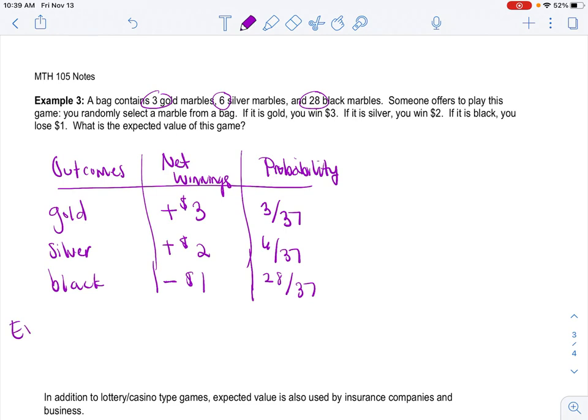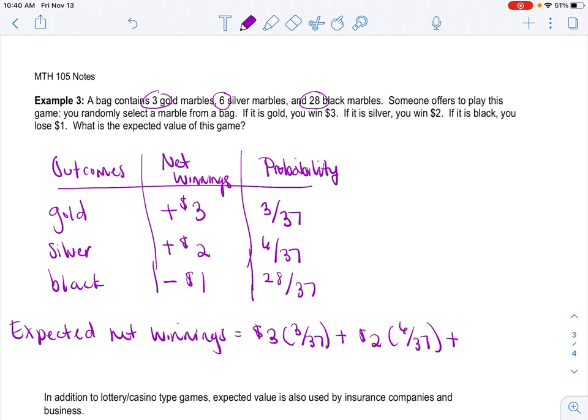And so my expected net winnings, or expected value, however you want to say it. I like net winnings because then I know it's exactly talking about what you're winning. It's going to be $3 times that probability plus $2 times that probability plus a negative $1, or you could just write minus of that probability. I'm putting approximately because I'm going to have to do some rounding. So again, I'm going to my calculator, whatever one you like to use, because you're always allowed to use a calculator in this class. And I'm going to do plus 2 times 6 out of 37 minus 1 times 28 out of 37. And again, because it's money, I'm going to round to the hundredths. It's negative, and it's money, 19 cents.